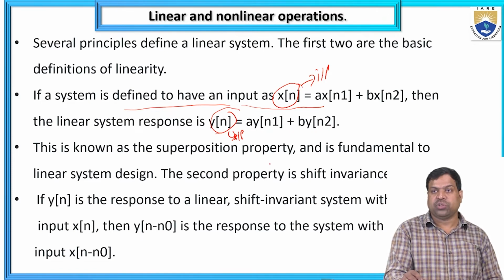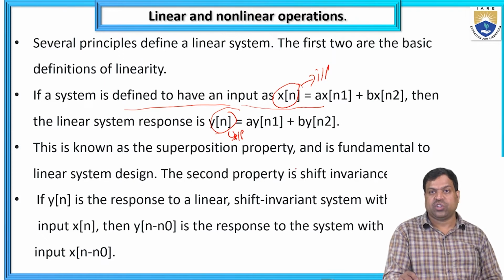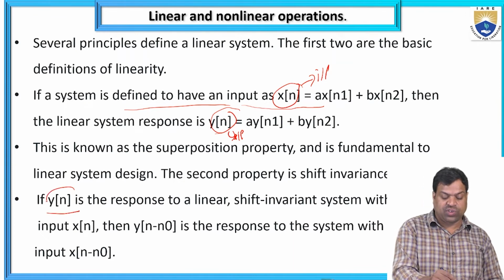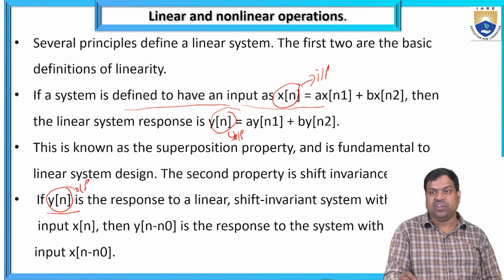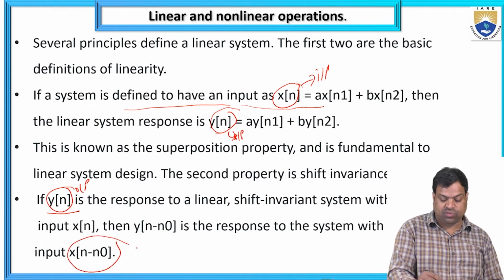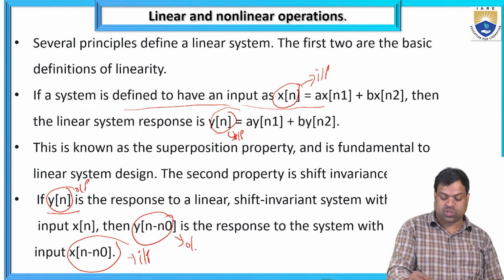So the superposition property is fundamental to linear system design. The second property is shift invariance. The output is the response of a linear shift invariant system with input x of n, and the output is y of n minus n naught, which is the response of the system with input x of n minus n naught. Okay, it is the input response and it is the output response.